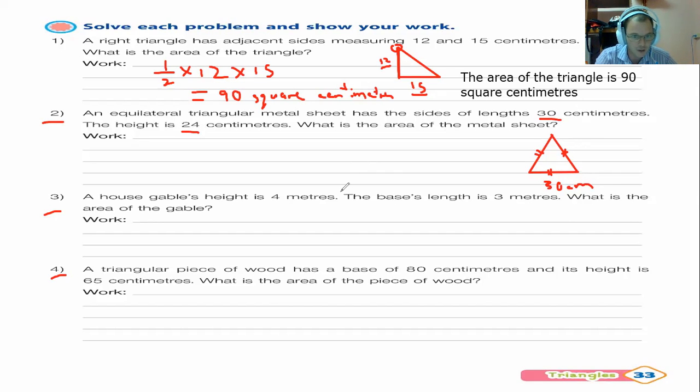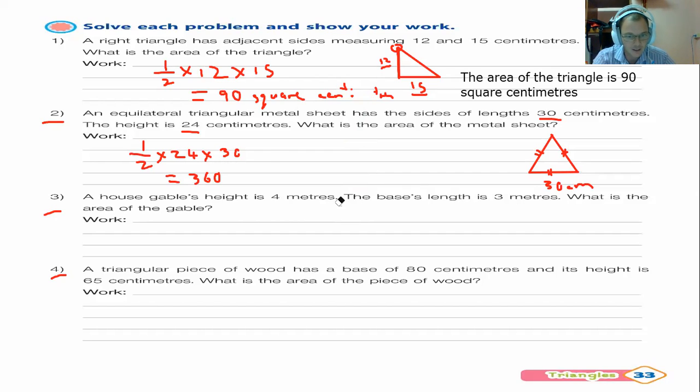So how will we solve this problem? Very straightforward. It is a half times 24 times 30. So that's going to be 12 times 30. 30 times 12: 0, 6, 3 equals 360 square centimeters.